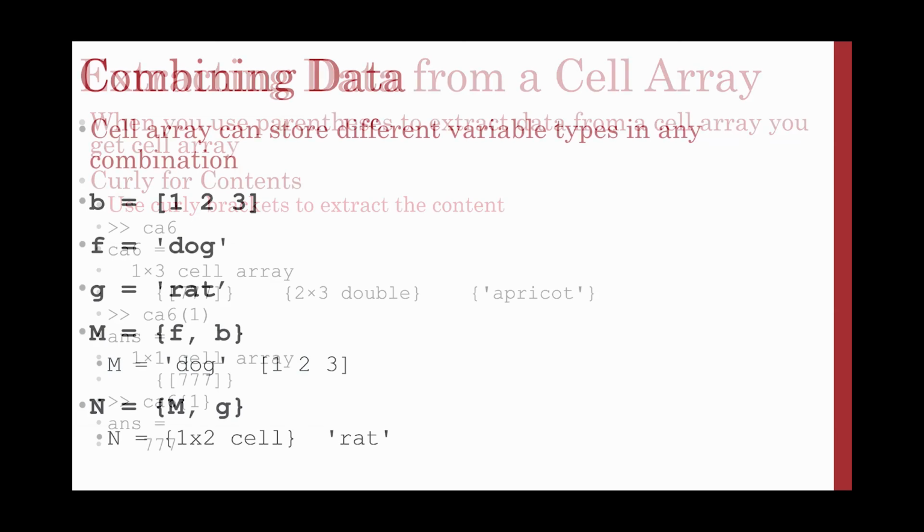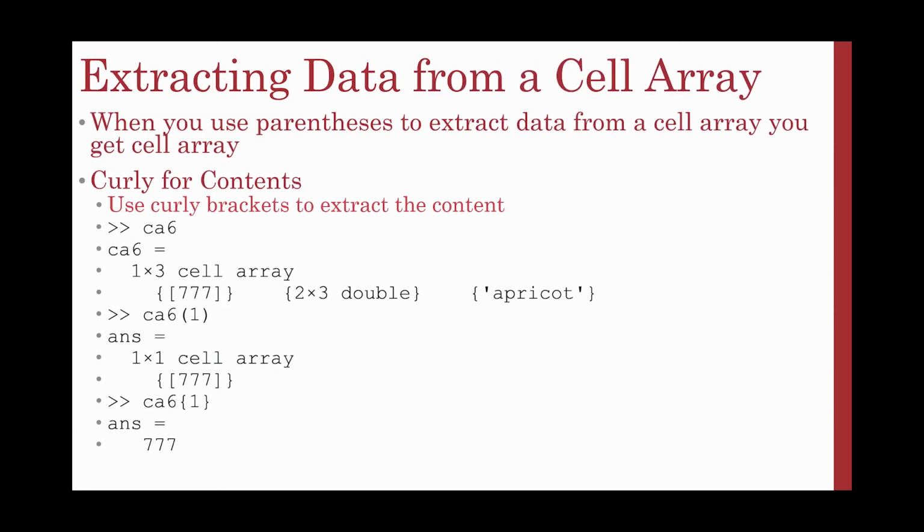So cell arrays are actually very useful, especially with keeping text and data together and then being able to extract it. So how do you extract data from a cell array? Like I said, it's great for storage and we can extract stuff from it, but how do we do this? When you use the parentheses to extract data from a cell array, you get a cell array.